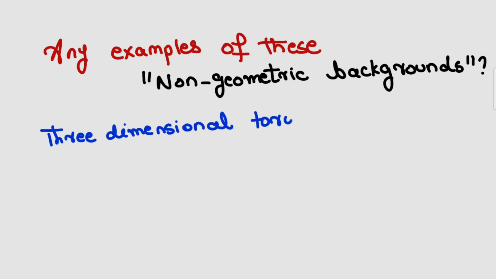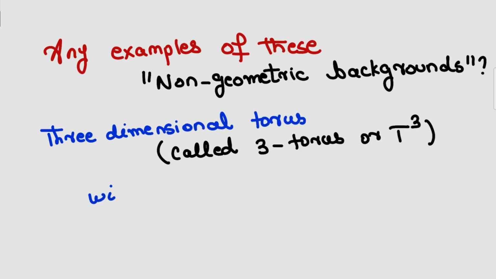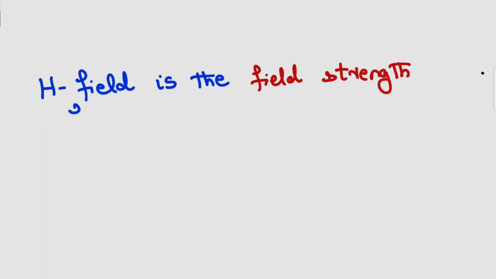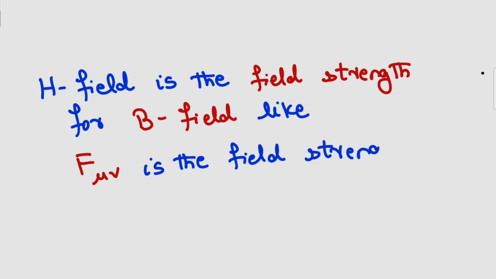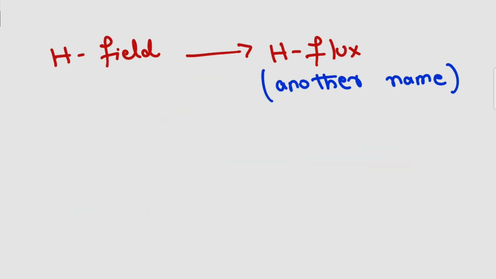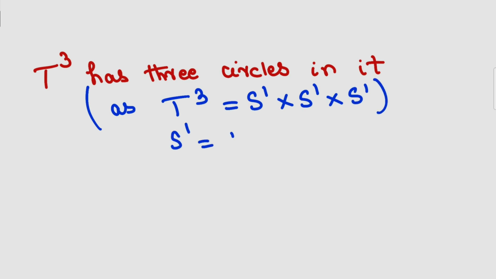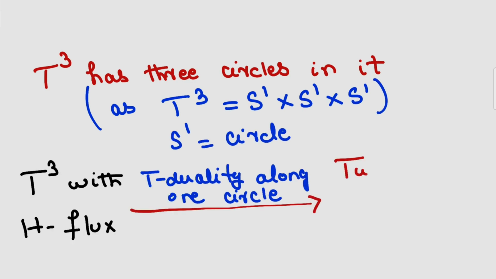A well-known example is a three-dimensional torus, called a 3-torus or T3, with a constant H field and its T-duals. H field is the field strength of B field just like F is the field strength of the ordinary EM field. H field is also called H flux. T3 with a constant H field is a geometric background. It is easy to see that T3 has 3 circles in it. We can do a T-duality transformation along one of these circles.